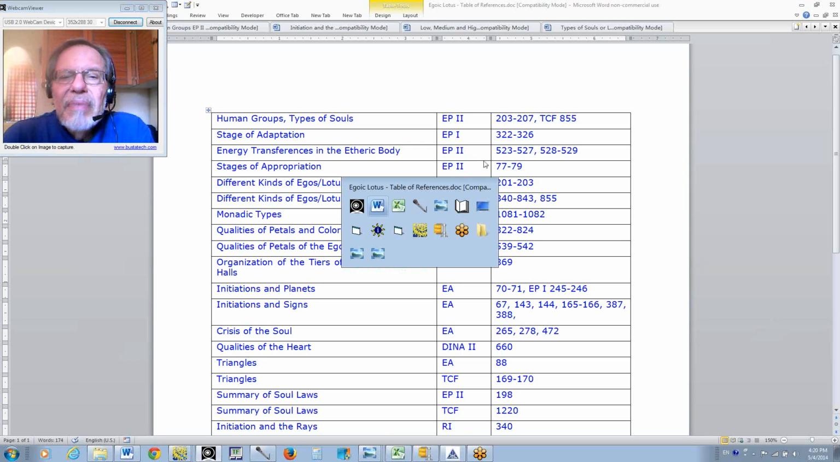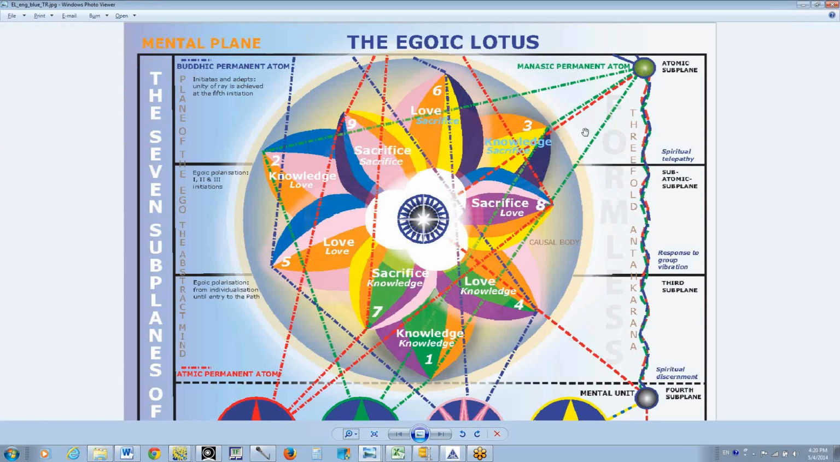So here we are with the Egoic Lotus, with the different permanent atoms that are related to it. What you see here basically, you see the Egoic Lotus, and then you see the bypass of the Egoic Lotus along the Antahkarana. Really, the Antahkarana is a triangle, and its first approach is from the mental unit on the fourth subplane of the mental plane to the Egoic Lotus itself, and its sort of second approach is towards the monadic permanent atom from the lotus itself.